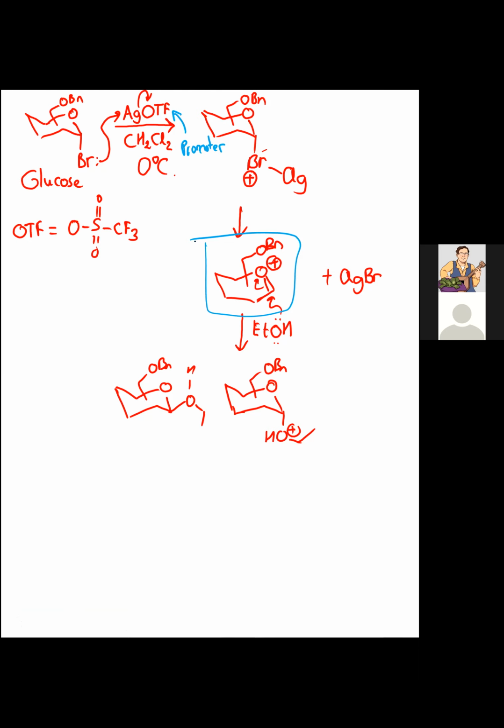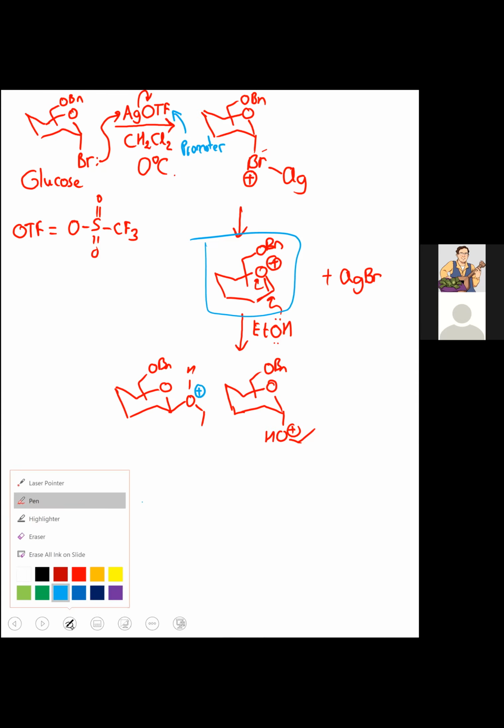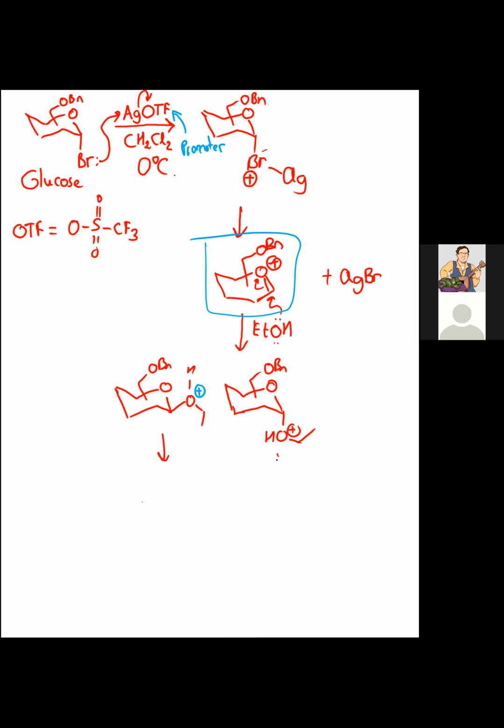So, all that being said, it's positively charged. And then both of those are going to go, of course, to their respective neutral species, getting deprotonated by some nearby ethanol.